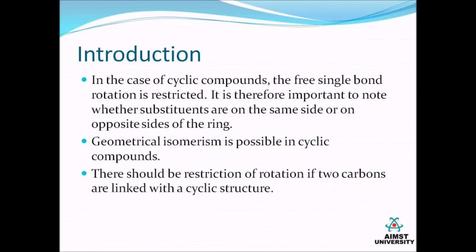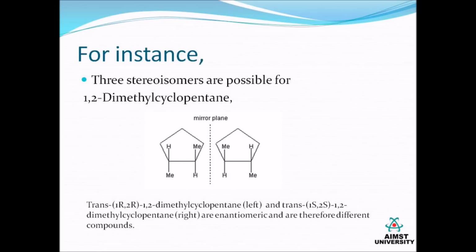For instance, we can see three stereoisomers possible for 1,2-dimethyl cyclopentane. Trans 1R,2R 1,2-dimethyl cyclopentane, on the left hand side, and trans 1S,2S 1,2-dimethyl cyclopentane on the right hand side are enantiomeric and are therefore different compounds. Due to the identical connectivity but lacking a mirror image relationship, the cis isomer is diastereomeric to the trans isomer.